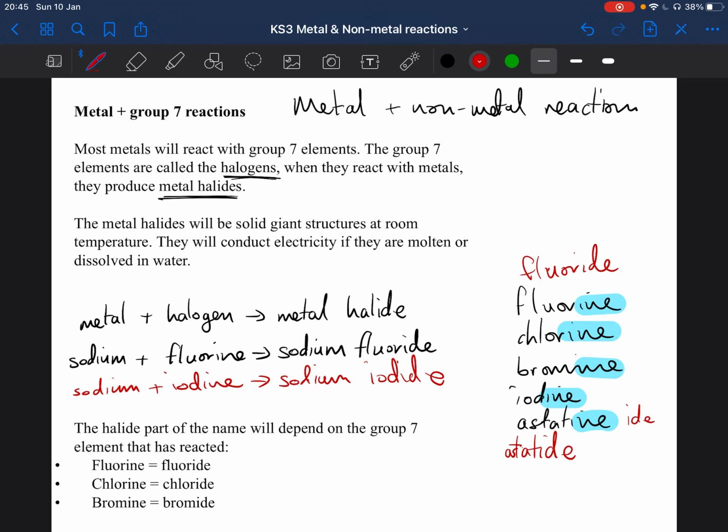Now, this changes the properties of our metal and our non-metal when they react. We create solid giant structures because they are what we would call a salt. And salt has this giant structure at room temperature. They can't conduct electricity if they are solid, but as soon as you melt them or dissolve them in water, they are capable of conducting electricity again, just like a metal would be able to, except they have to be in that liquid state so that they can conduct. Otherwise, they would be just like a normal non-metal. They wouldn't be able to conduct electricity.